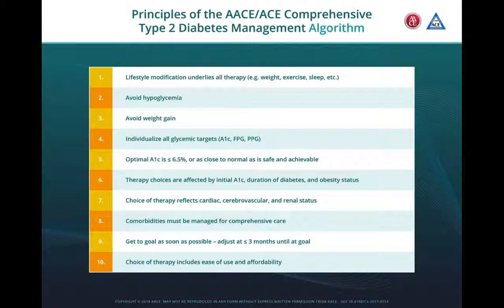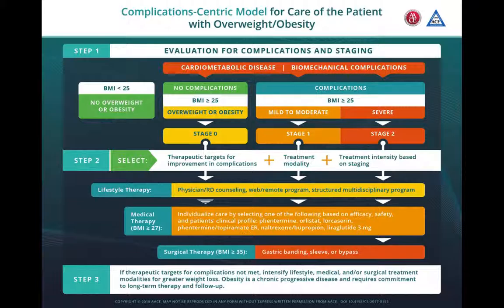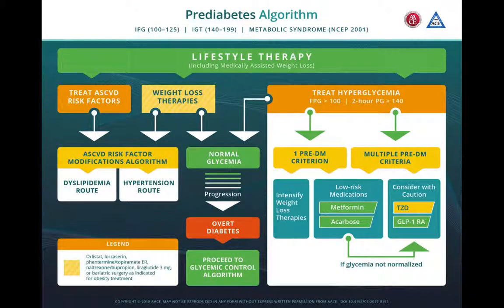So individualize it. You want to pick a therapy choice based on the initial A1C. So if your A1C is above 9, the recommendation is to start with insulin. If it's below that but above the cutoff, then you want to go with an oral medication. Then you want to look at one that treats cardiac, cerebrovascular, and renal disorders. You look at comorbidities. You get to goal as soon as possible, and then the choices that include ease of use and affordability. Some lifestyle therapy you can read over. Care of overweight patients, recommendations you can make.